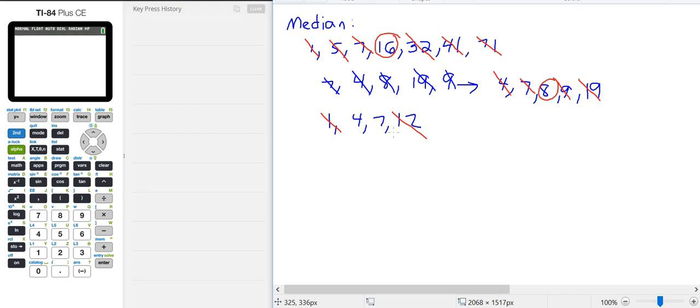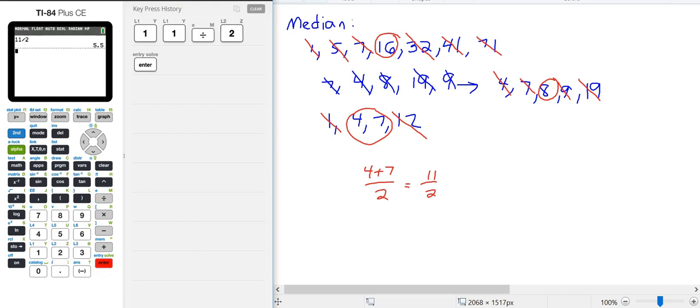We have 4 and 7. Then we average these two. So 4 plus 7 divided by 2. 4 plus 7 is 11. So 11 over 2 would be the median. We could find that as a decimal. The median is 5.5.